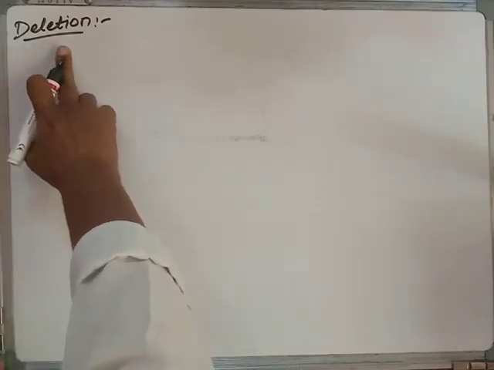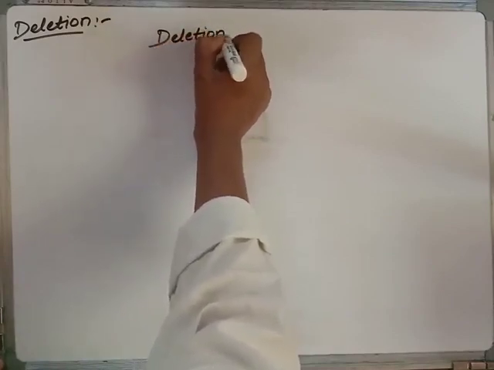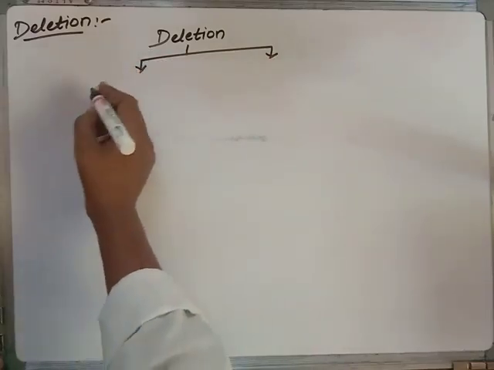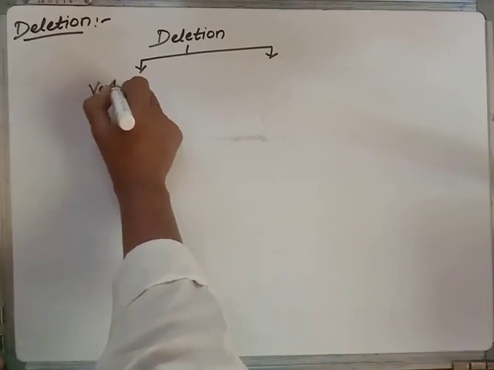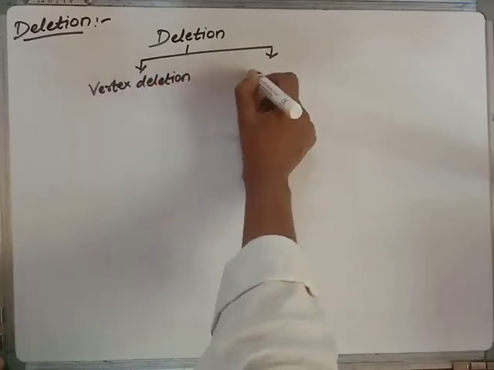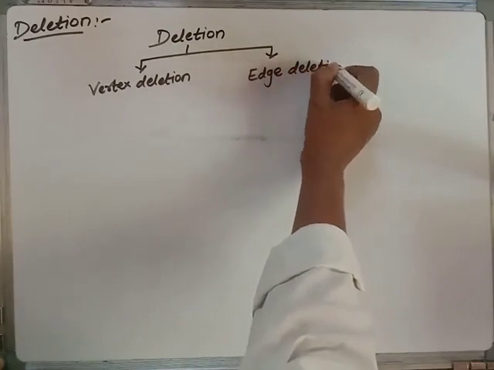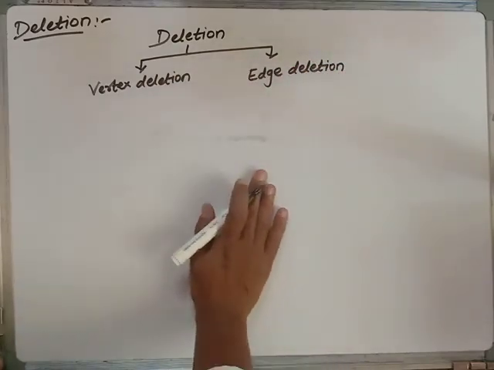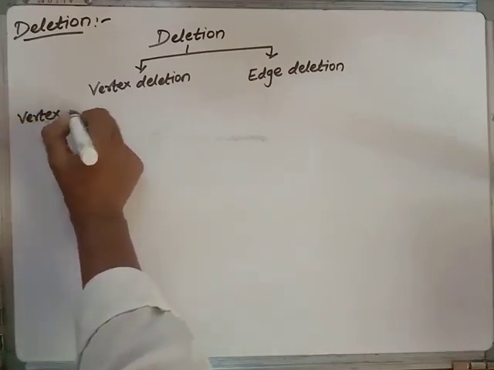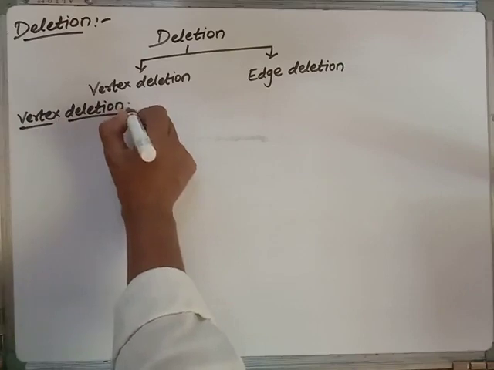Now the next thing we have to learn about is deletion. So in a graph, deletion is of two types. Deletion means removal, right? So these are of two types: vertex deletion and edge deletion. Okay, so what is vertex deletion? It is vertex removal.